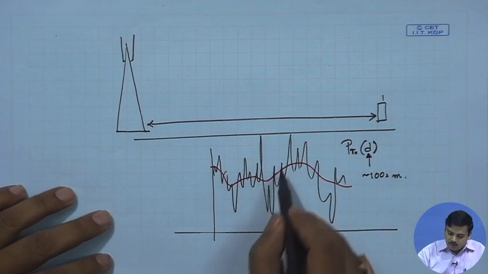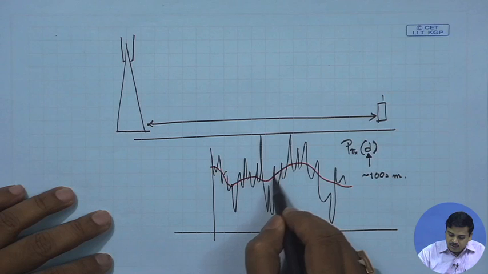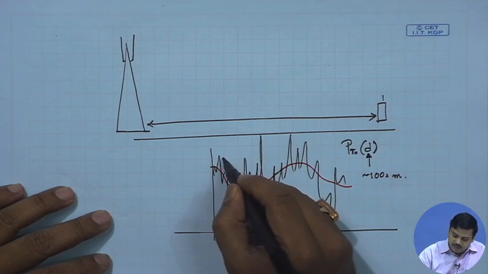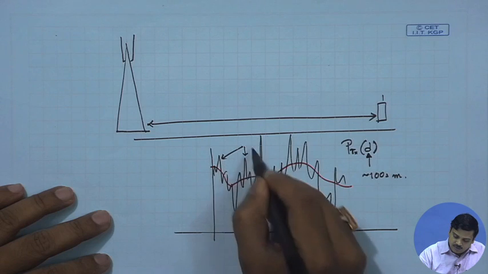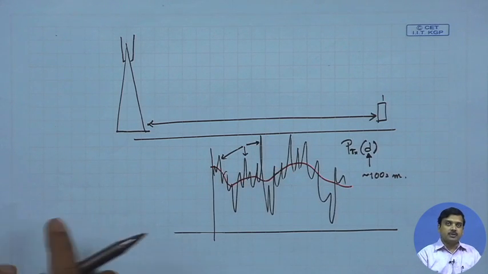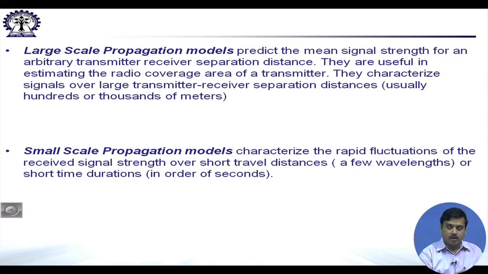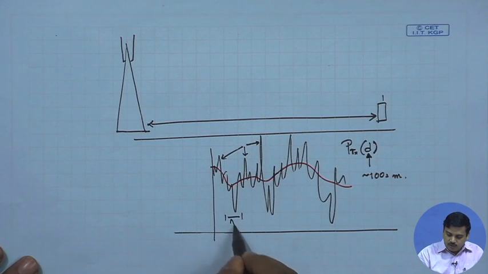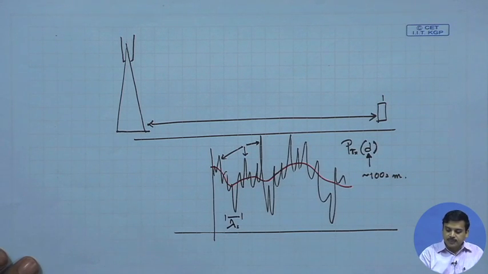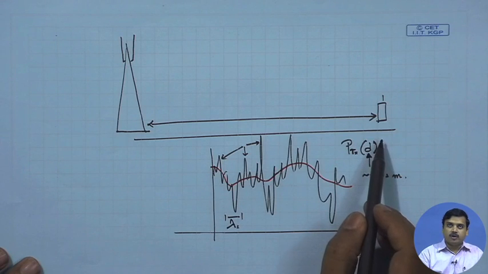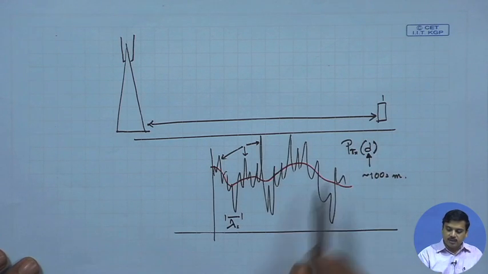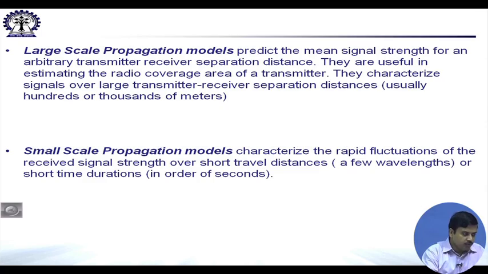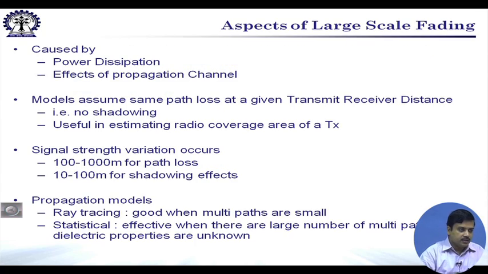So, this average received signal strength is the one which is usually captured by the large scale propagation models, whereas these instantaneous fluctuations are the ones captured by small scale propagation models. The small scale propagation models capture fluctuation over a few wavelengths, whereas the large scale propagation model captures the fluctuation of signal strength when the separation distance is significantly large. We will see details of such things.